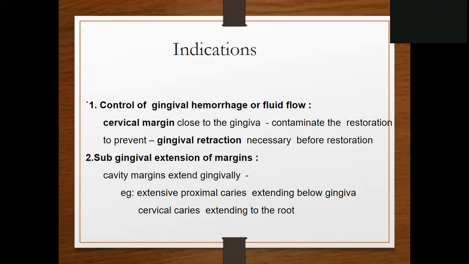The second indication is the subgingival extension of the margins. The cavity margins that extend subgingivally. If the margins of the carious tooth or the cavity prepared are extending subgingivally, then there are chances for the hemorrhage or the gingival crevicular fluid to seep into the prepared cavity, which also affects the isolation of the cavity. And hence, the extended margins have to be properly isolated, for which the retraction of the soft tissue is important.